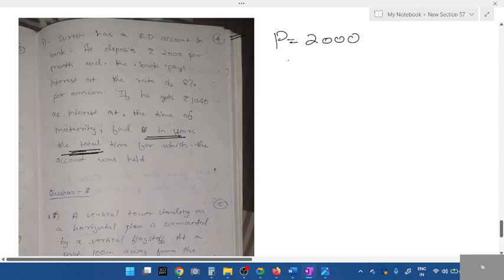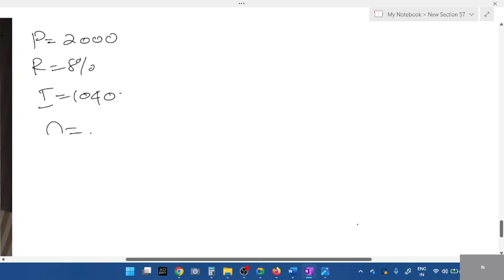And the bank pays the interest. Rate is equal to 8%. If he gets 1040 as interest at the time of maturity, so that is the I value. Find N. Maturity value is not given.